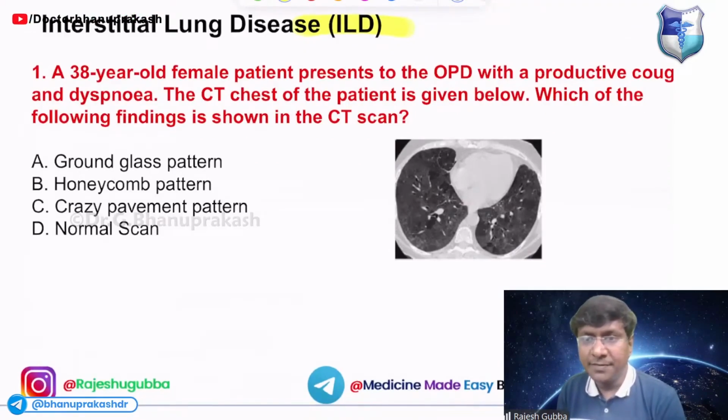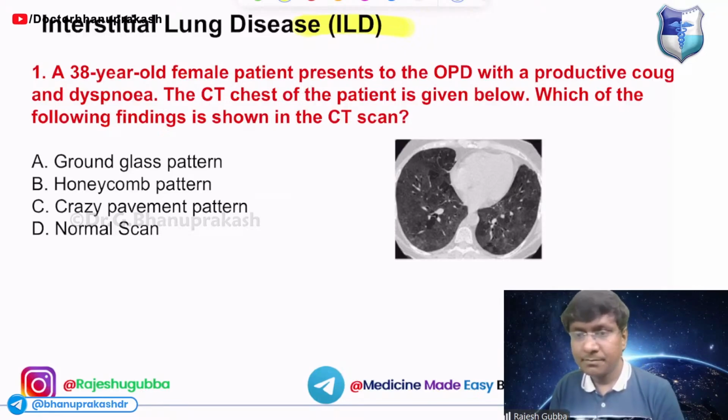A 38-year-old female patient presents to the OPD with a productive cough and dyspnea. Chest CT is given below. Which of the following findings is shown in the CT scan? Ground glass pattern, honeycomb pattern, crazy paving pattern, or normal scan. Anyone?